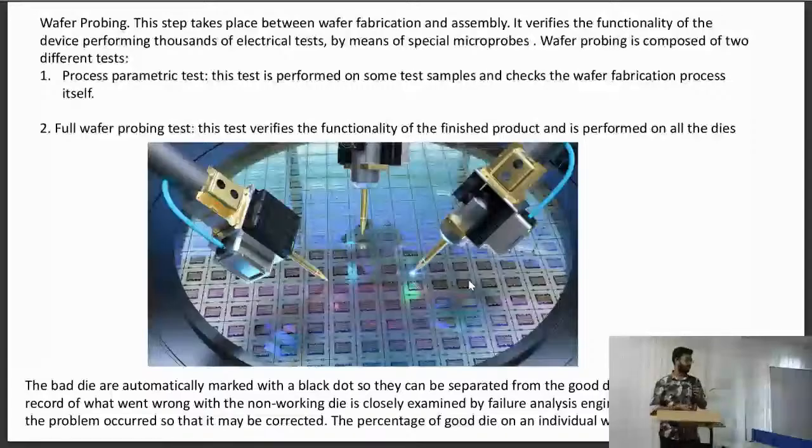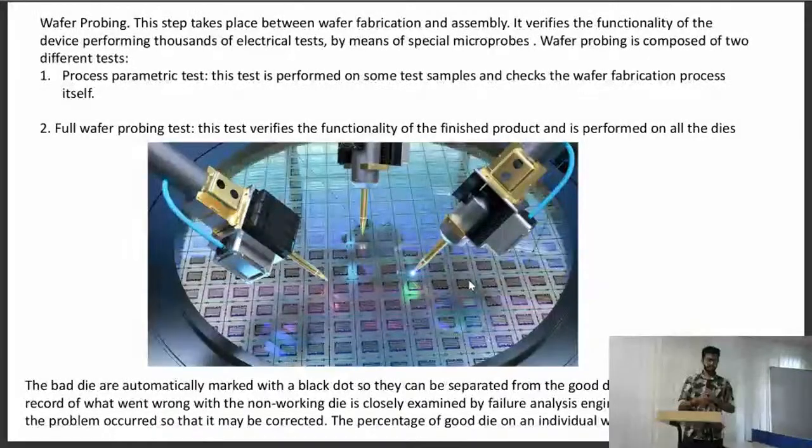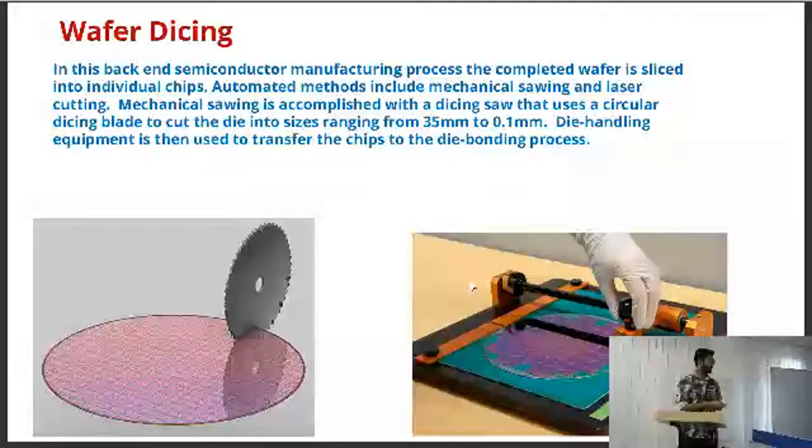The percentage of good dies on an individual wafer is called yield. We expect a large amount of yield to get good performance. So this one is the wafer die, a silicon wafer in a millimeter shape.